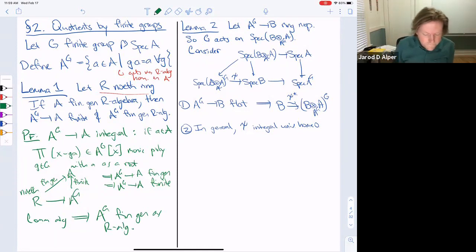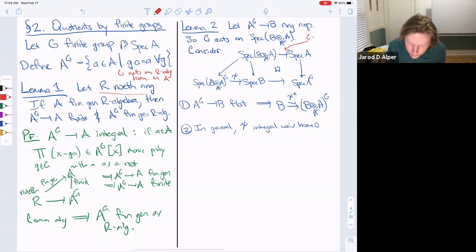Okay, and now turning to the second lemma, this is establishing properties of the invariants with respect to base change. So I'm in the same setting as over here, and now I take an arbitrary ring map A^G to B. Then G acts on this fiber product, and we have this diagram that we'd like to understand. This square is Cartesian by definition. This map here is G-equivariant. This map is G-invariant. This map is G-invariant.